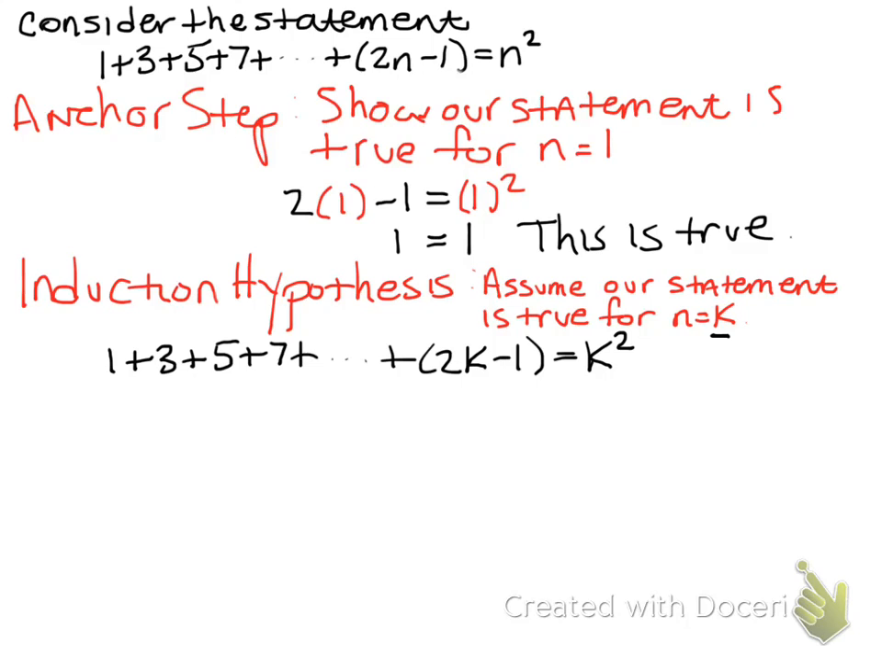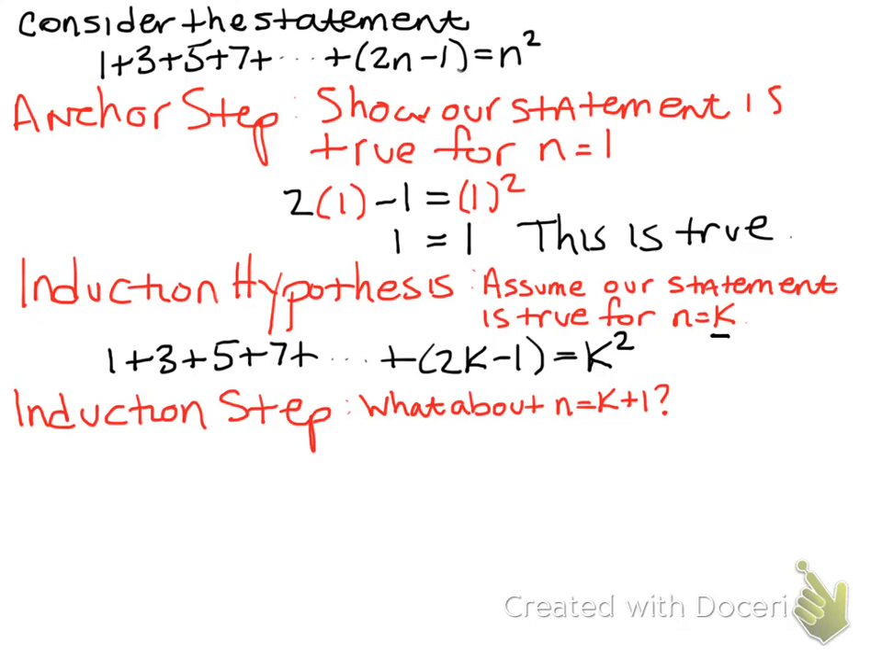So 1 plus 3 plus 5 plus 7 plus dot dot dot plus 2k minus 1 equals k squared. So now for the rest of this problem, this is something that we are assuming is true, and we get to use it as if it was true. Next is the induction step, where you say, what about n equals k plus 1?